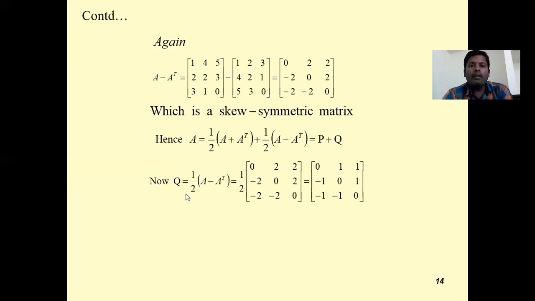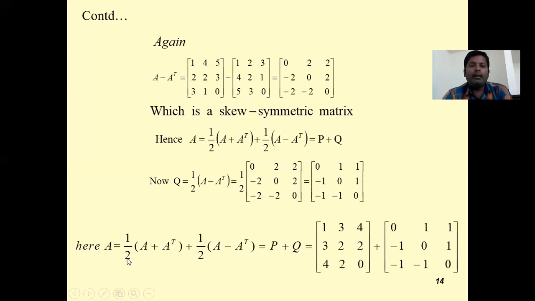1 by 2 (A minus A transpose) is equal to 1 by 2 of the remaining matrix, that is A minus A transpose. Then 0 divided by 2 we get 0, 2 divided by 2 is 1, 2 divided by 2 is 1, and minus 2 divided by 2 is minus 1, 0 by 2 is 0, 2 divided by 2 is 1, and minus 2 divided by 2 is minus 1, minus 2 divided by 2 is minus 1, and 0 by 2 is 0.